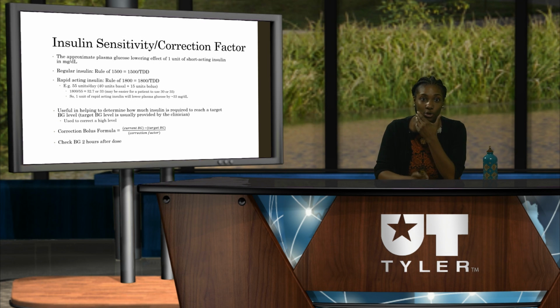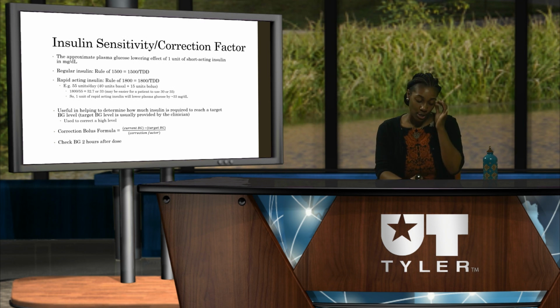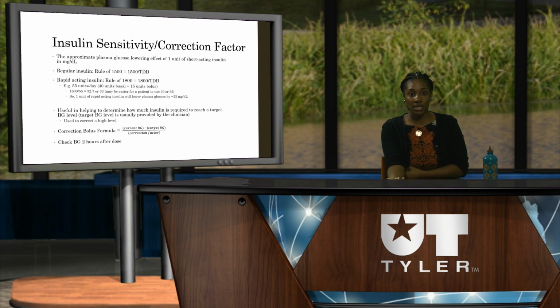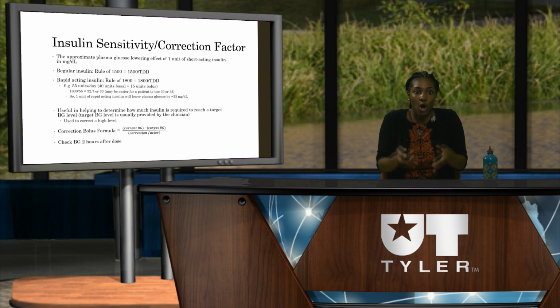So insulin sensitivity or correction factor. This is the approximate plasma glucose level effect of 1 unit of short-acting insulin in milligrams per deciliter. So you calculate a patient's insulin sensitivity or correction factor depending on what type of insulin they take. If they're taking regular insulin, you're going to use the rule of 1500. If they're taking rapid-acting insulin, you're going to use the rule of 1800. Some people use the rule of 1700, but for these purposes, we're going to use 1800. And this is very useful in helping to determine how much insulin is required to reach a target blood glucose level. So it's basically telling me how sensitive my body is to insulin.